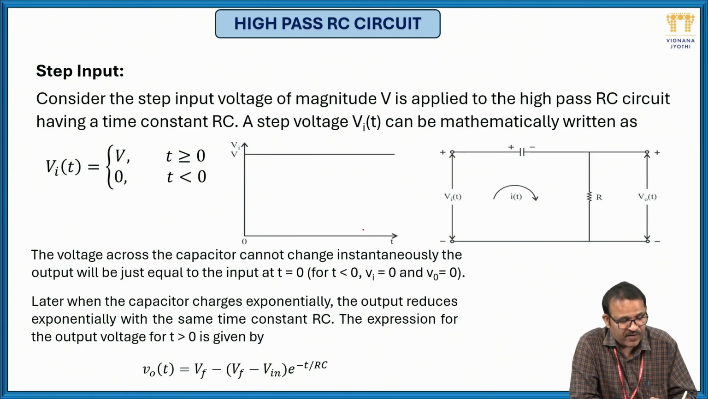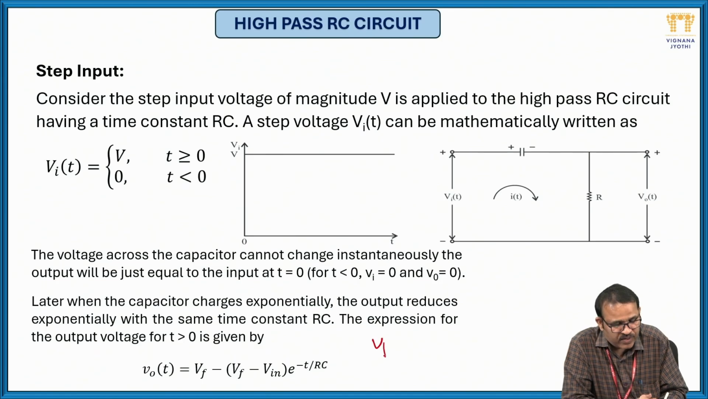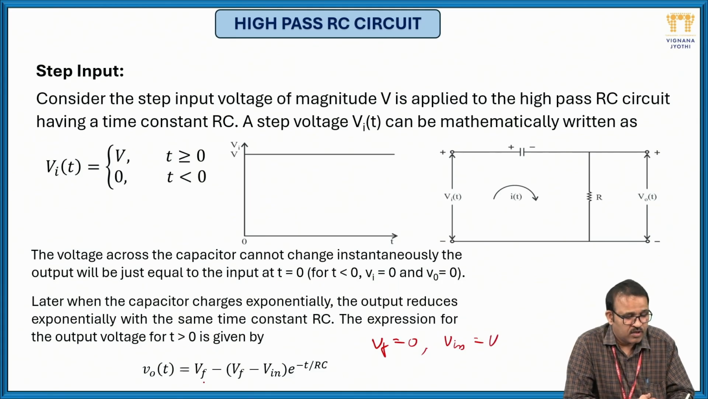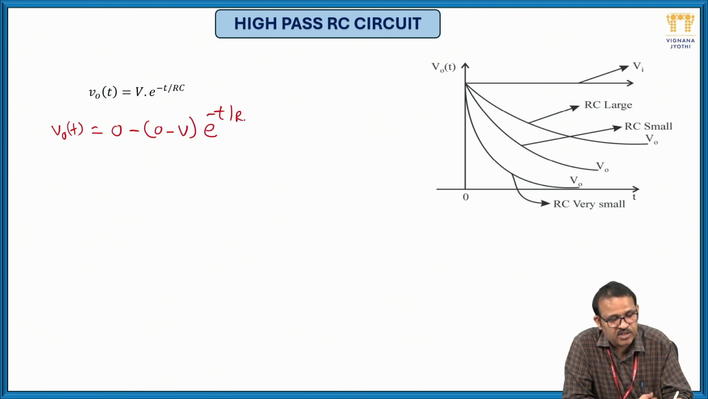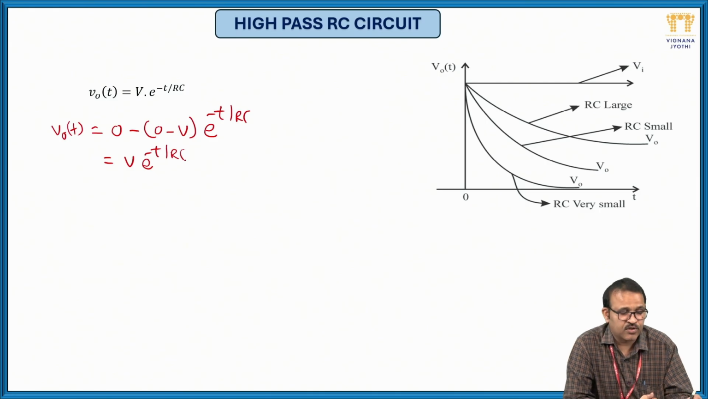Therefore the final value Vf is equal to 0, and the initial value V initial is equal to V volts. So the output voltage V0 of t is equal to V final 0 minus V initial, V volts, into e power minus t by RC. So we get minus of minus V, that is V into e power minus t by RC. So the output response is based on the time constant.